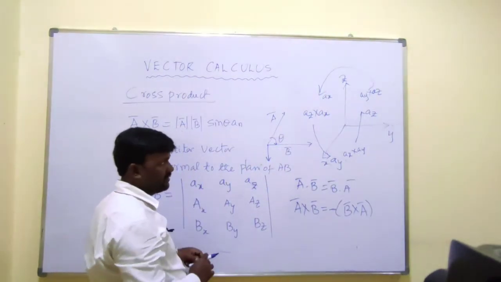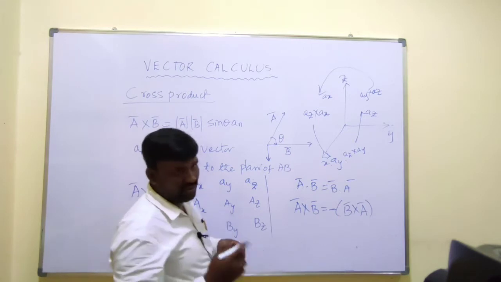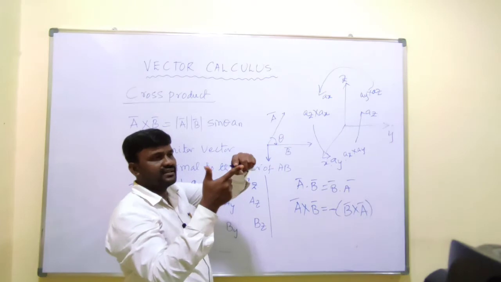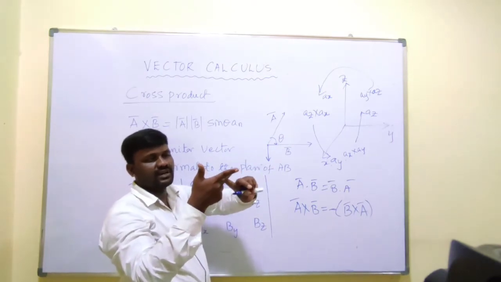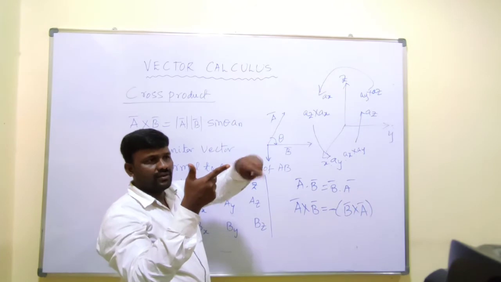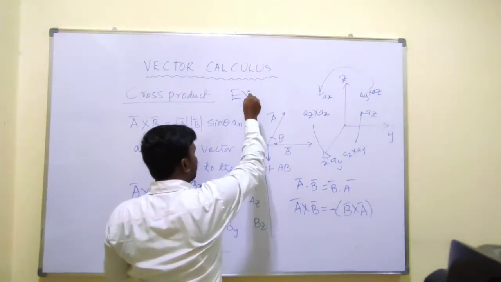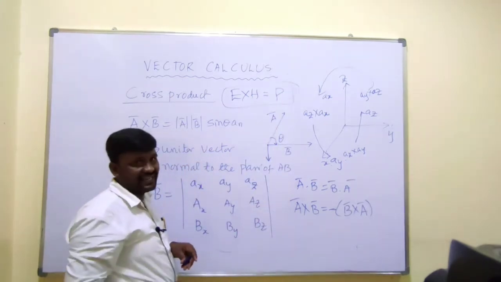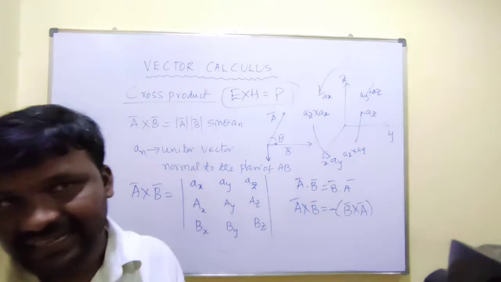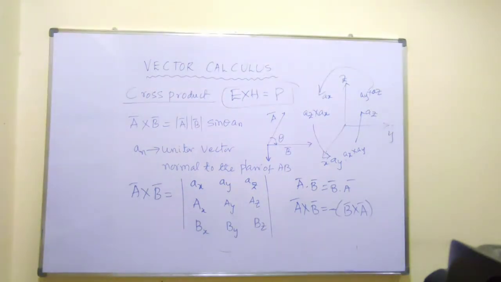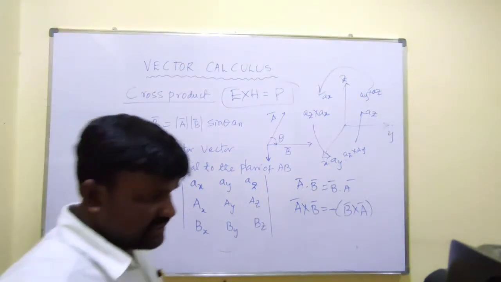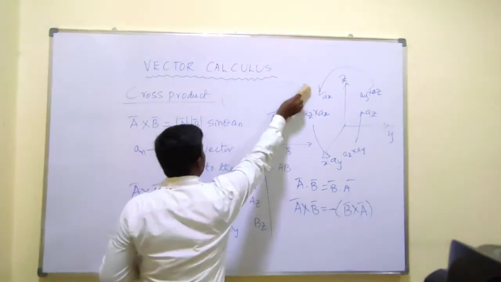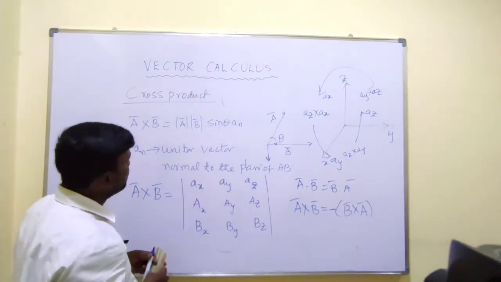Or else it is applicable for our electromagnetic wave. If I move from E to H, this one represents electric field direction, this one represents magnetic field direction. That is E cross H. This gives the direction of the wave. Basically this is P, the Poynting vector. The Poynting vector indicates the direction in which the wave is traveling, not power, the wave is traveling. That is P equal to E cross H. This is all about the cross product.